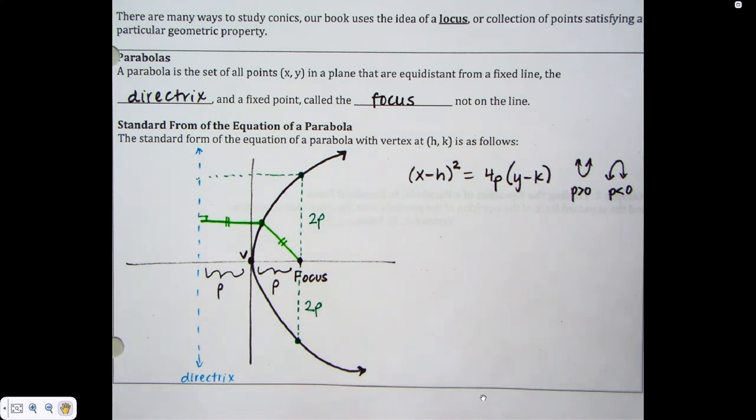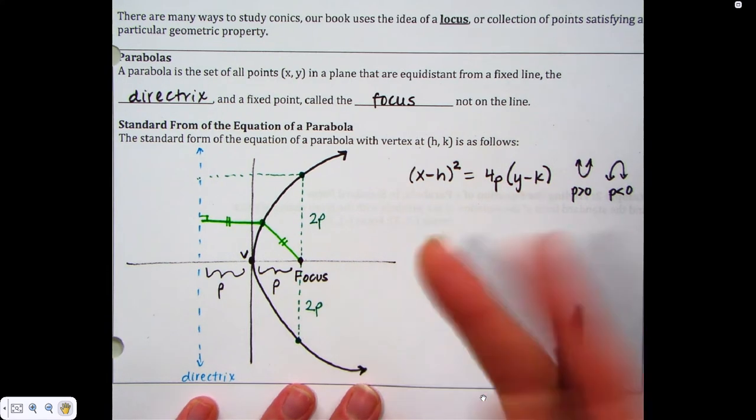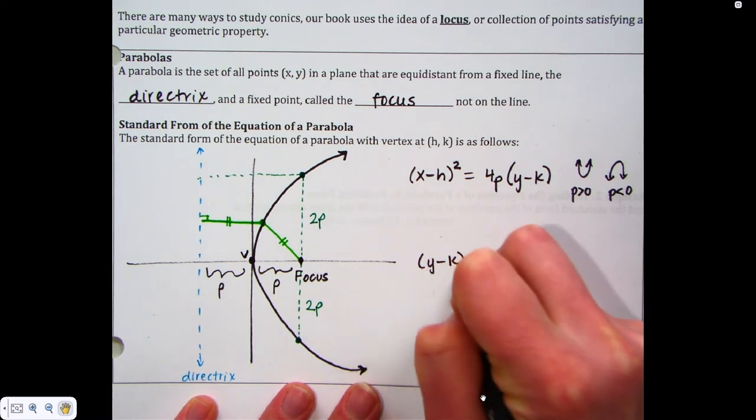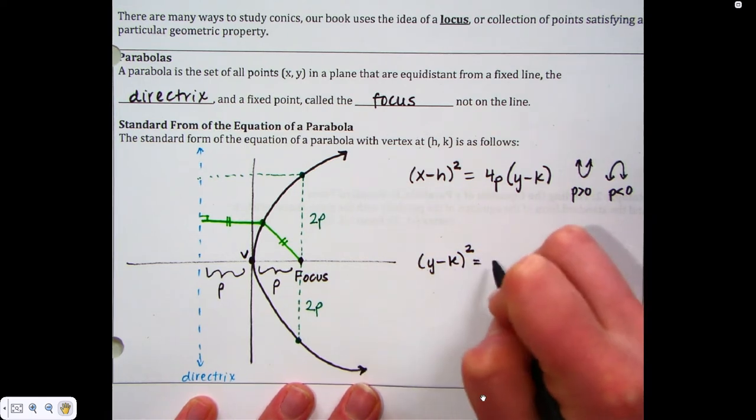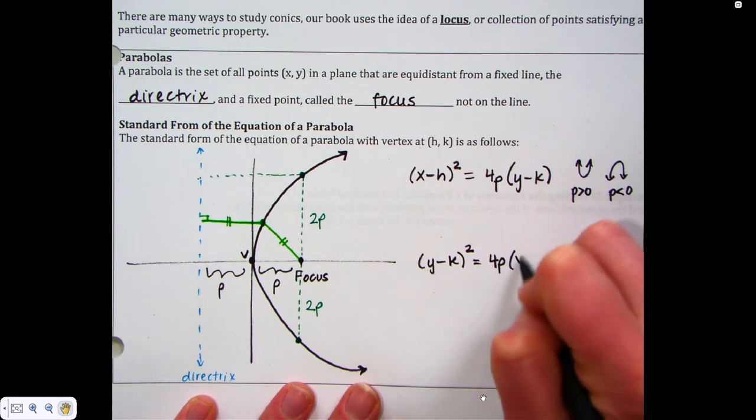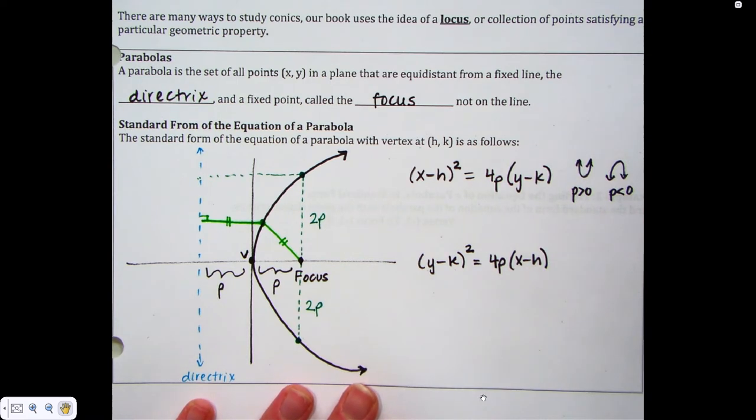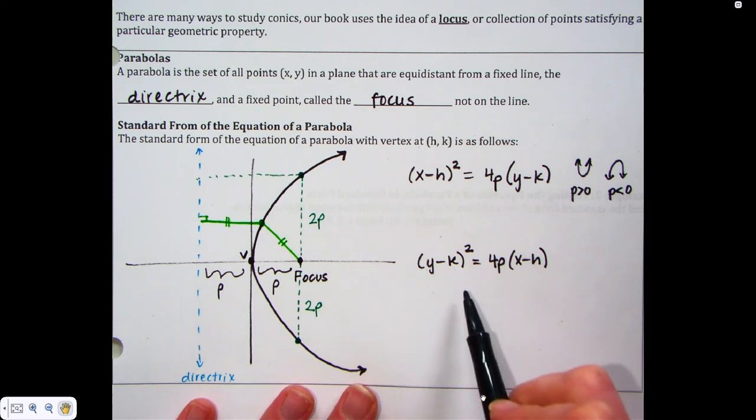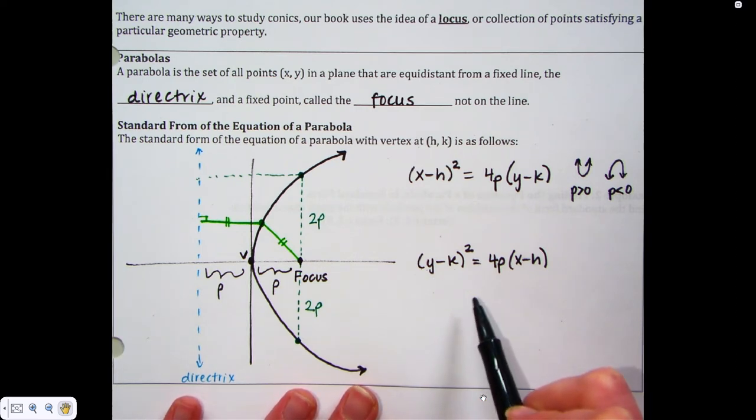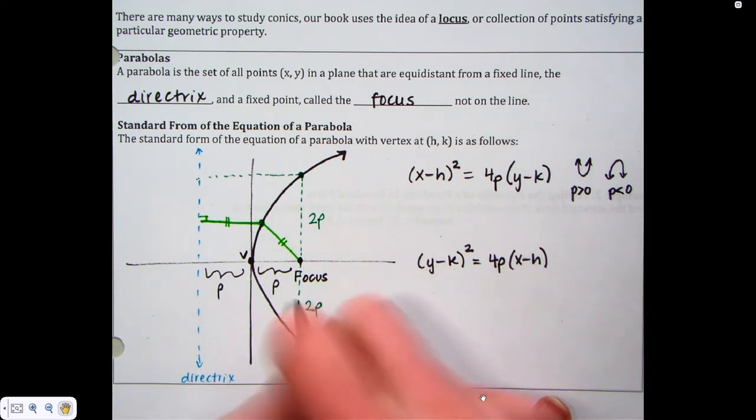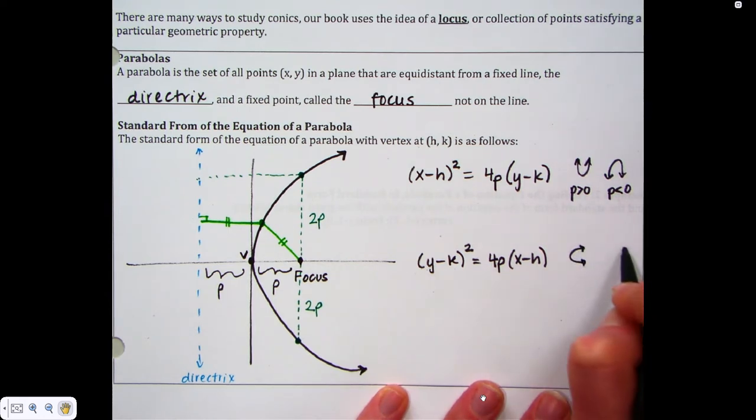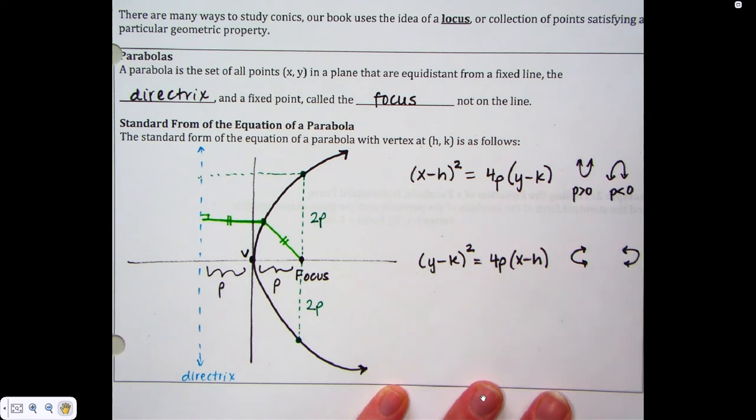The alternate version of this has these two terms flip-flopped. You can also take y minus k quantity squared and set that equal to, again, 4p, but x minus h. And so in this case, I have the equation x equals y squared. This is not what I would normally consider as a quadratic, but it will graph. It would actually graph just like the one I have over here, where you're either moving to the right or you're opening to the left.